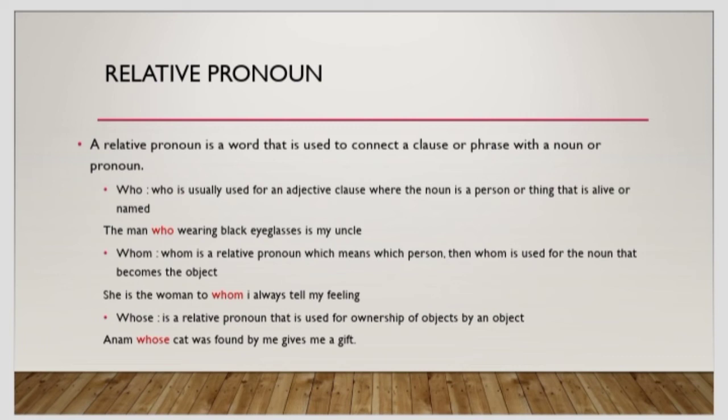And whom. Whom is a relative pronoun which means which person. Whom is the opposite of who. If who is used for the subject, then whom is used for the noun that becomes the object. The example is, she is the woman to whom I always tell my feelings. There is whose. Whose is a relative pronoun that is used for ownership of an object by a subject. The example, Anam, whose cat was found by me, gives me a gift.